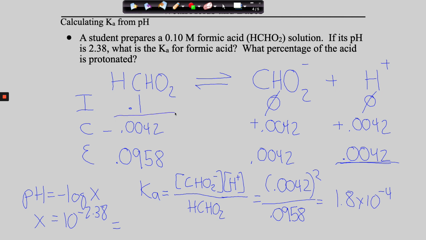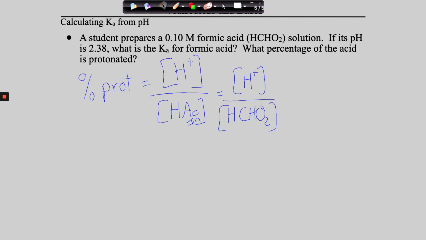So guys, stop and think with me so you don't have to memorize this. What does percent protonation represent? It represents how much acid was available to break apart compared to how much acid did break apart. Okay? So with those numbers, 0.0042 molar divided by 0.1 molar, and then we'll multiply that by 100 to turn that into a percentage. And when you do that math, 4.2%, right?